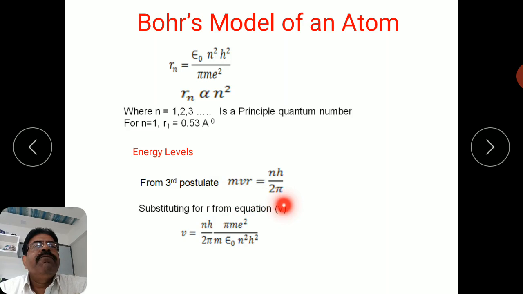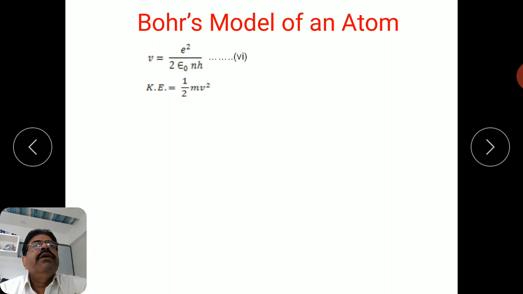According to the third postulate, you know that the angular momentum L, in terms of linear quantities, can be written as mvr, which is equal to nh upon 2 pi. Now substitute the value of r, the Bohr radius, in this equation and rearrange the terms to define the velocity v. If you take m and r to the right-hand side and substitute the value of r, we have v is equal to nh upon 2 pi, as it is. The m is taken to the right-hand side, and 1 upon r is inverted, so what we have here is pi m e square upon epsilon 0 n square h square. If you cancel out the common terms in the numerator and denominator, you finally get velocity v is equal to e square upon 2 epsilon 0 nh. This is, suppose, equation number 6.